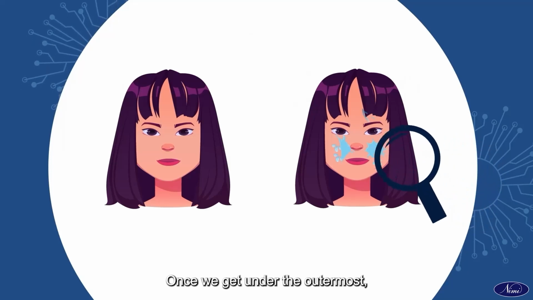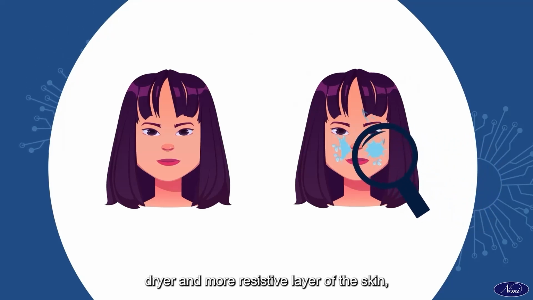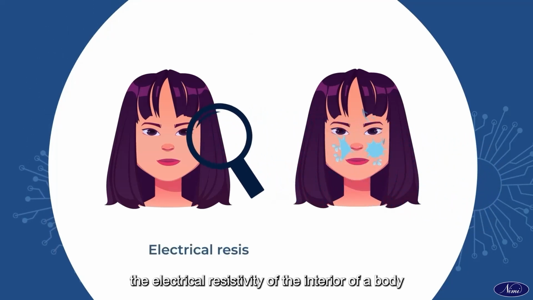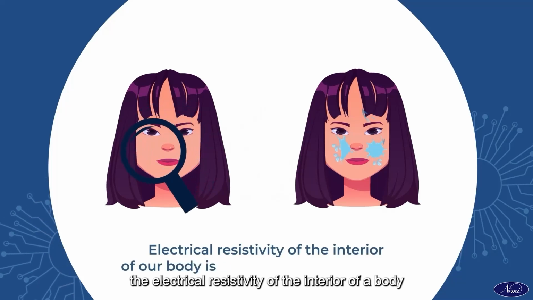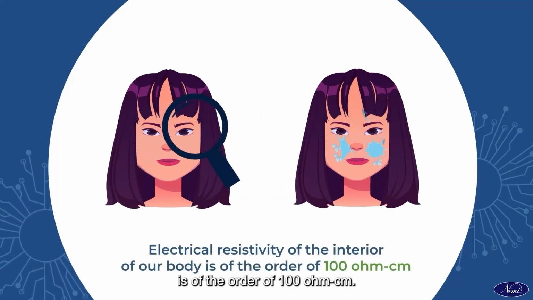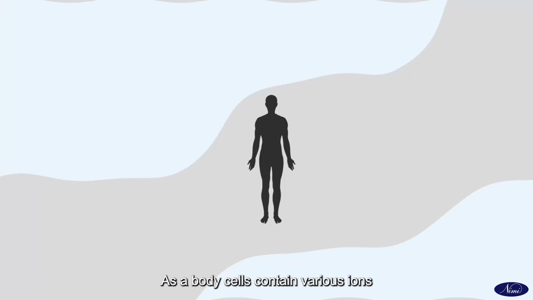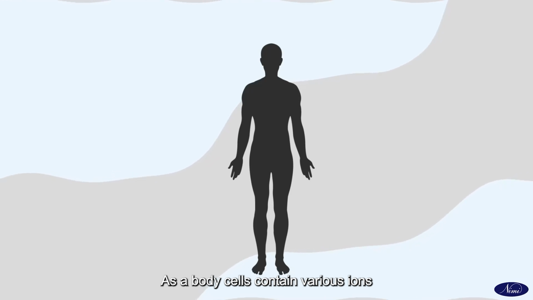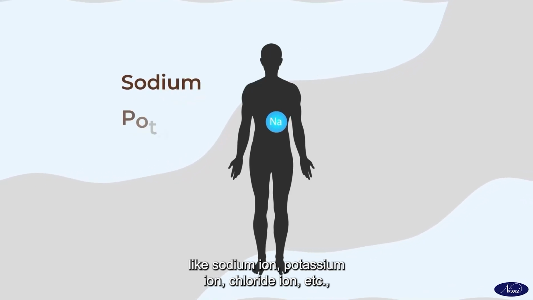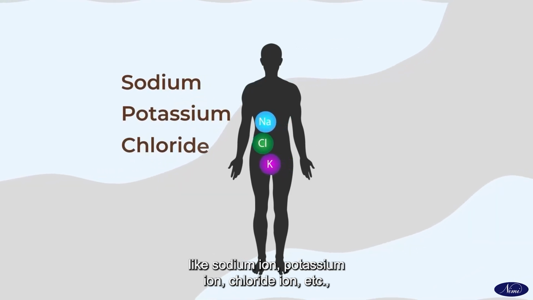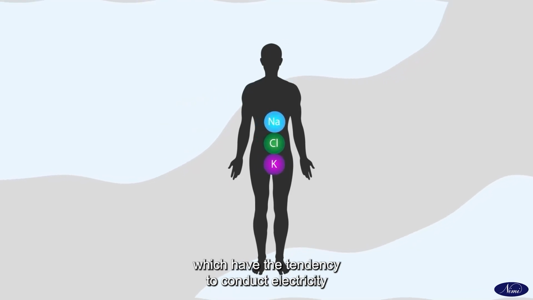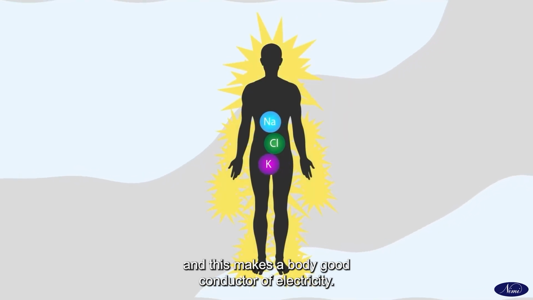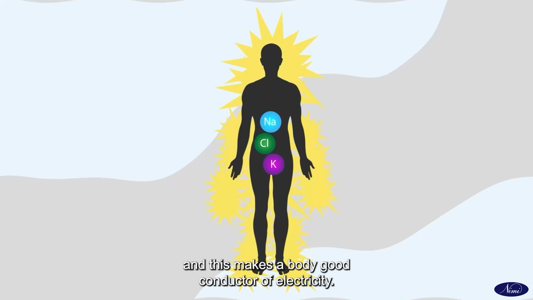Mobile ions in the water make it a fair ionic electrical conductor. Once we get under the outermost, drier, and most resistive layer of the skin, the electrical resistivity of the interior of our body is of the order of 100 ohm centimeter. As our body cells contain various ions like sodium ion, potassium ion, chloride ion, etc., which have the tendency to conduct electricity, this makes our body a good conductor of electricity.